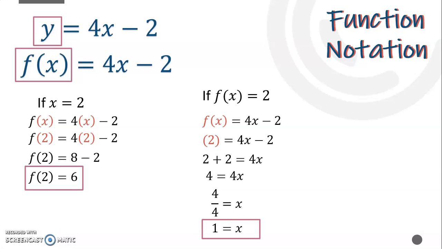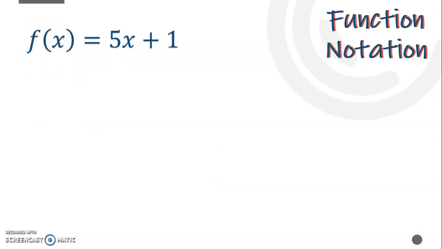Okay, now let's do another example, but they're a little bit different. I'm going to use this equation, f of x equals negative 5x plus 1. Okay, I have 5x plus 1. And I need to change what they tell me: f of 4.